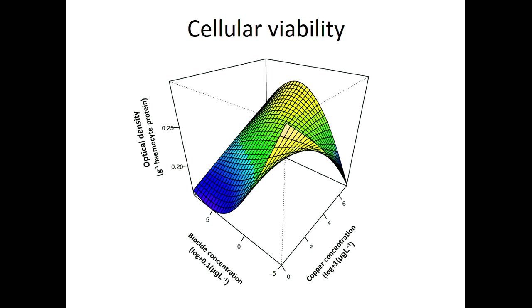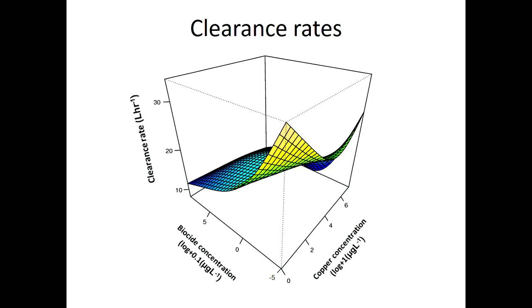So the combined effect of high concentrations of copper and intermediate concentrations of biocide would give you a measure of cellular viability that's not so different from control conditions. So they're masking each other's effects there. If we look at whether this relates to the ecosystem level effects, in terms of clearance rates, we've got a good correspondence in relation to biocide, with a decline in clearance rate with increasing concentration of biocide.